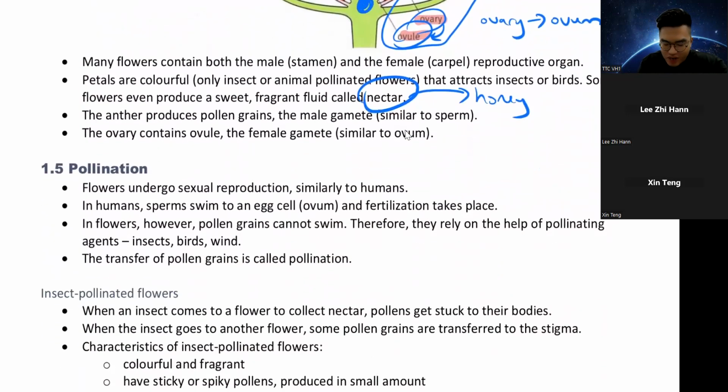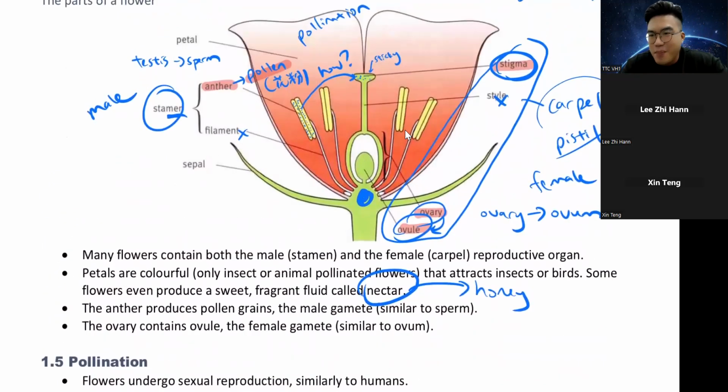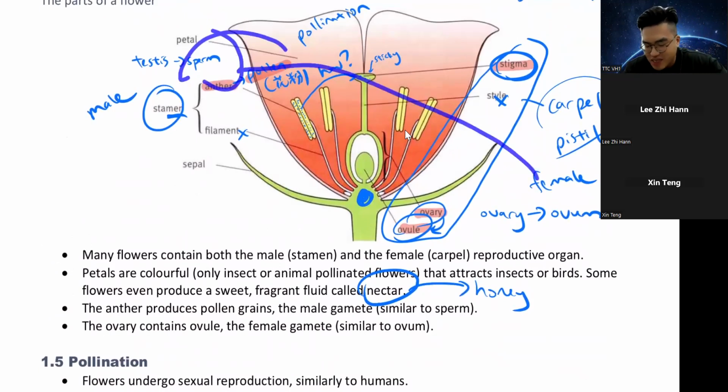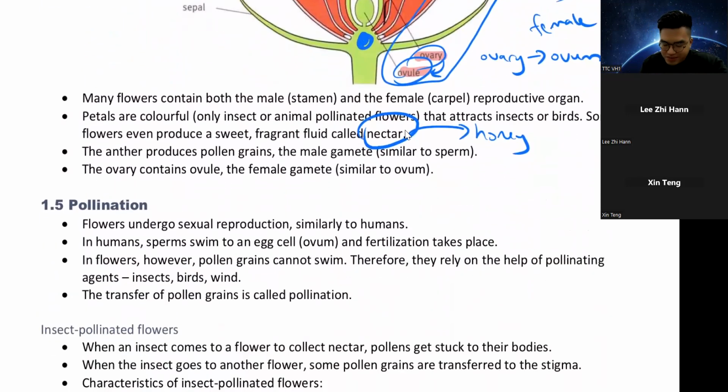Okay, so let's talk about pollination. This is so fun. Flowers undergo sexual reproduction similar to humans. Plants have sex too, but plants cannot move. In humans, the male will have sex with the female to pass the sperm to the ovum. But flowers cannot do that. That's why they need insects, animals, or wind. Wind can do it for them too.